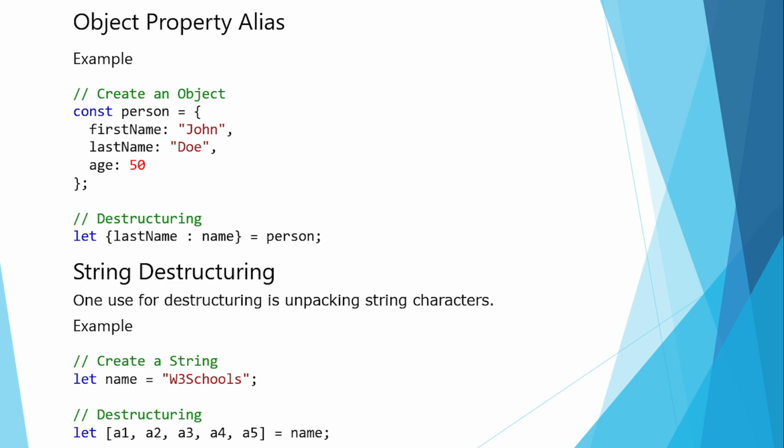Object property alias. For example, for last name we can use an alias such as name.